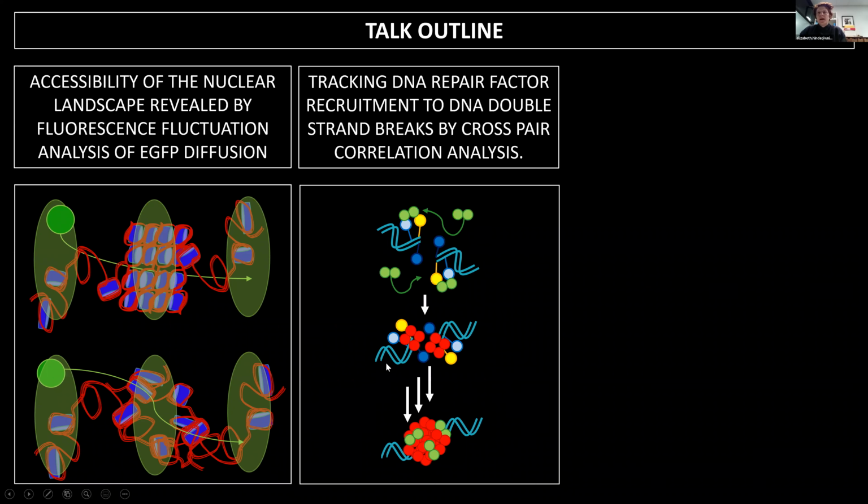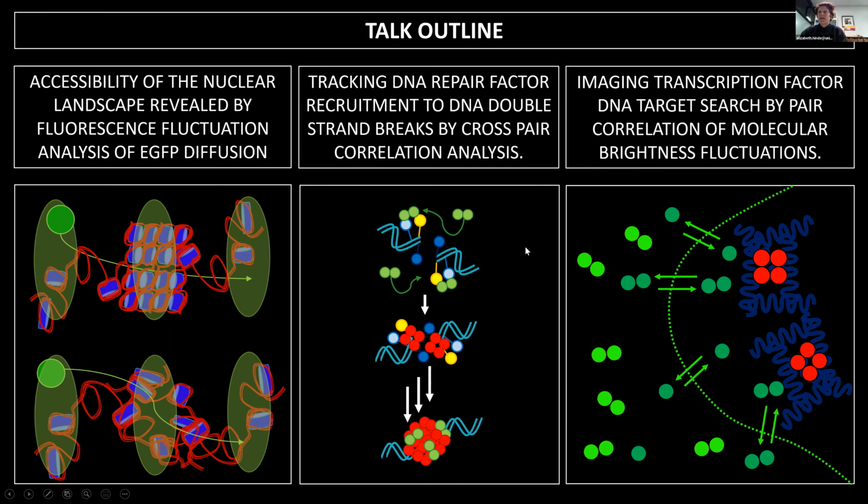Then I will talk about two projects that look at biologically active proteins and how you can use fluorescence fluctuation spectroscopy to track, for example, DNA repair factor recruitment to a DNA double-strand break, or in the context of transcription, how you can image transcription factor complex formation and look at how transcription factors use self-association to modulate their DNA target search strategy.